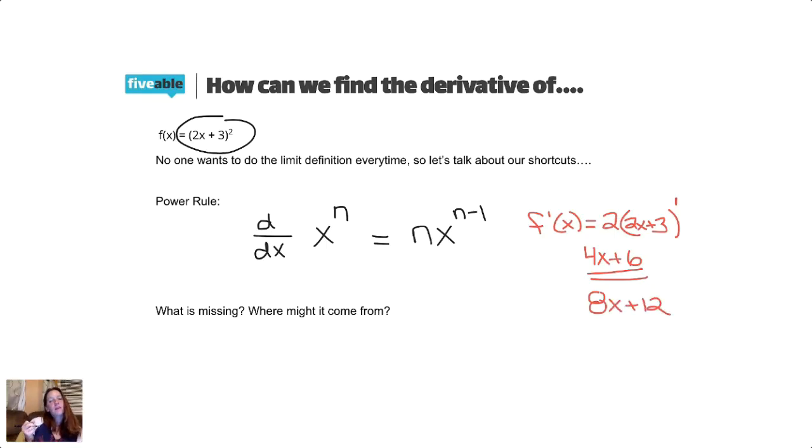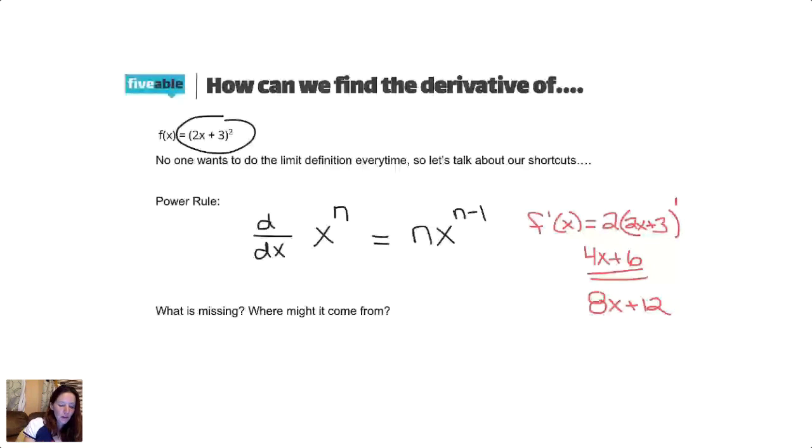Which, as you can see, is close, right? It's pretty close. So now we've got to try to figure out where that missing piece came from, right? How do I get from 4x plus 6 to 8x plus 12? We have to multiply by 2. So where did that 2 come from?